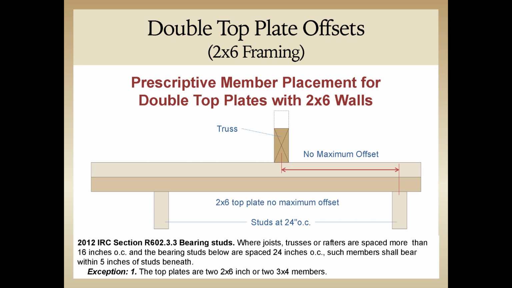So when 2x4 studs are spaced 16 inches on center and you're using a double top plate, there are no offset limitations. Framing can truly be random. Likewise, when 2x6 studs are used at 24 inches on center, which is what we've focused on today, and you continue to use a double top plate, there is also no offset limitation. And again, framing can be truly random. When 2x4 studs are spaced at 24 inches on center with a double top plate, there is an offset limitation of 5 inches for load-bearing walls.